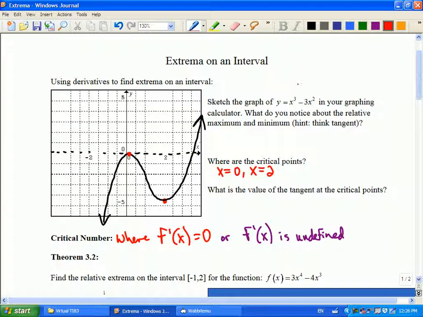And if I wanted to double check that, the derivative is 3x squared minus 6x. So if I factored it, then I could see it's going to be equal to 0 once here where x equals 0, and another one when x equals 2. So at both spots, the value of the derivative, or the slope of the tangent, is going to be 0.